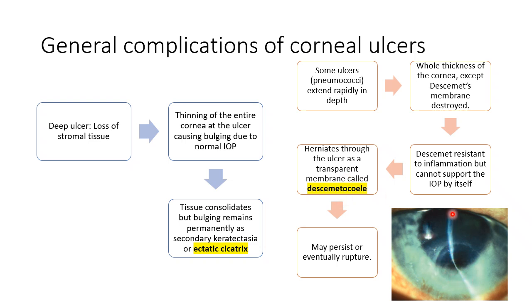You see, look at the slit, look at the thinning. Most of the stromal tissue is lost, but the descemet is resistant to perforation. However, it is not strong enough to support the IOP, so it herniates out. Hence, the name descemetocele is given. Now, this descemetocele may persist. Eventually, a descemetocele can still rupture, leading to perforation of the corneal ulcer.